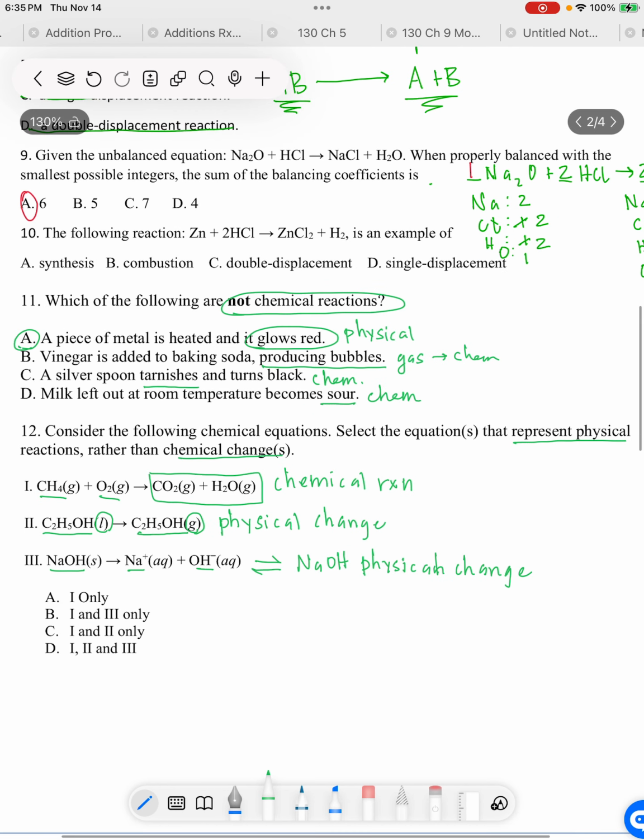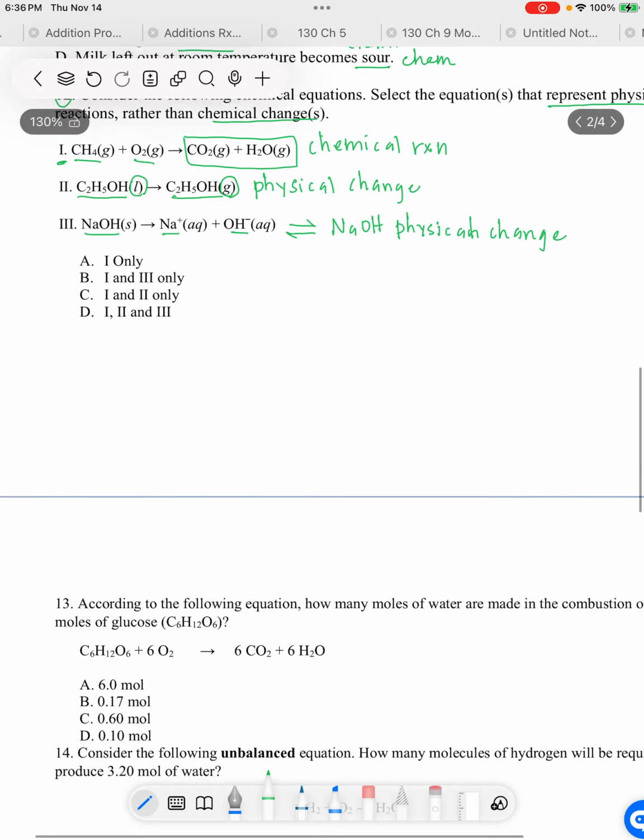And I think that maybe the question was worded wrong, because the answers, if we're looking for just physical, we should be only having 2 and 3, and 1 is in all of the answers. So I will email him about this question. But as it stands, if you have any questions about why number 1 is a chemical reaction and why 2 and 3 are physical changes, just let me know.